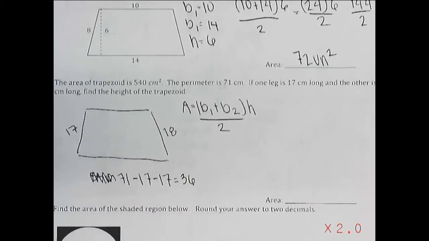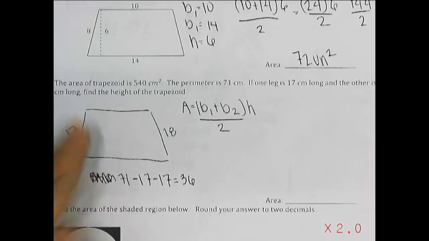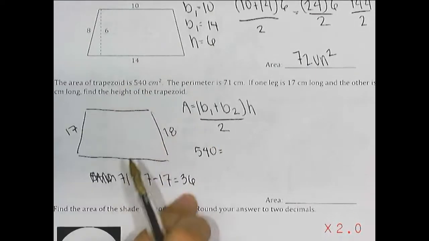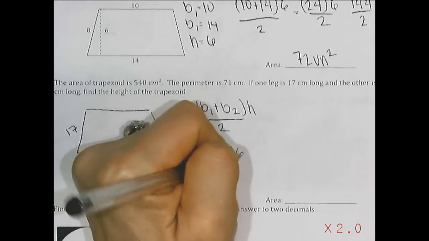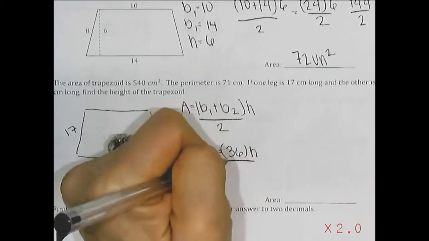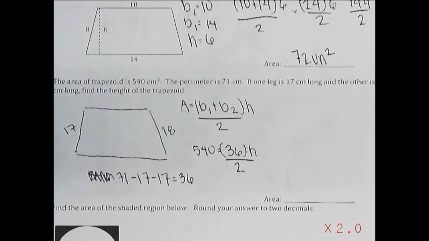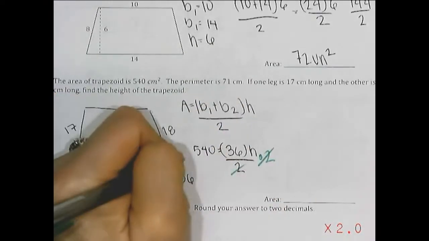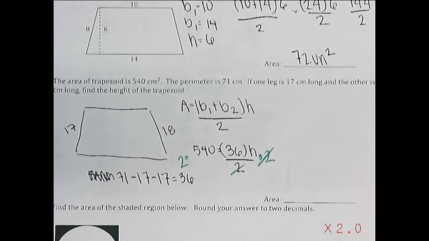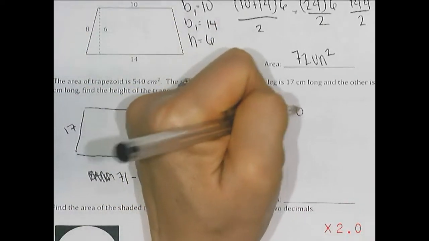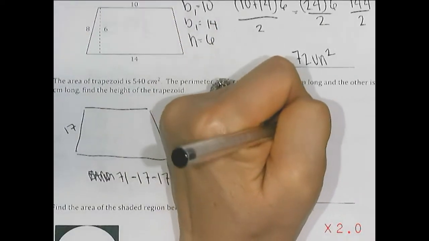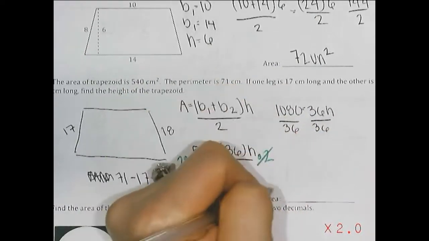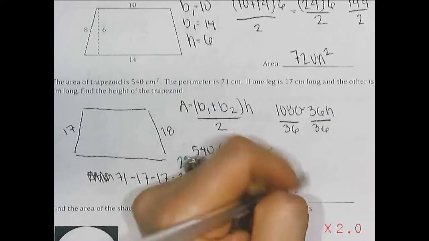The question is asking me to find my height, but it gives me my area. So I'm going to plug in 540, which is my area, set it equal to the sum of my two bases, which was 36, multiply it by my height, which I'm trying to solve for, and divide it by 2. I want to get rid of this divide by 2 first, so I'm going to multiply both sides by 2. I'm going to end up with 1080 equals 36h. I'll divide by 36 and divide by 36, and I will get h equals 30.